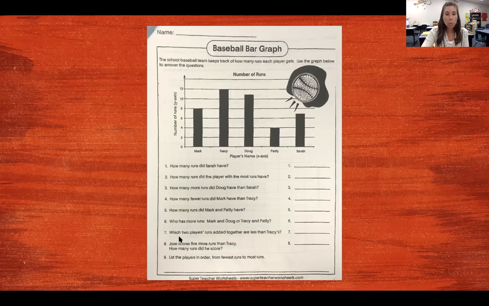Number 7, which 2 players' runs added together are less than Tracy's? So which 2 players up here are less than Tracy right here? Number 8, Jose scores 5 more runs than Tracy. How many runs did he score? Number 9, list the players in order from fewest to the most. Okay, so it's smallest to greatest, fewest to most. All right, guys, that is it for your graphing packet.